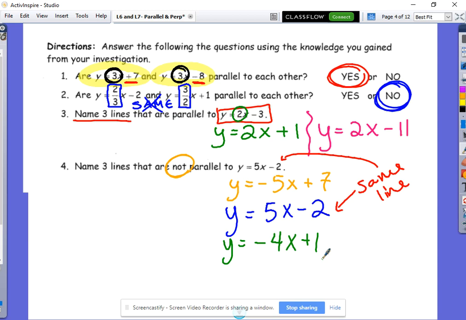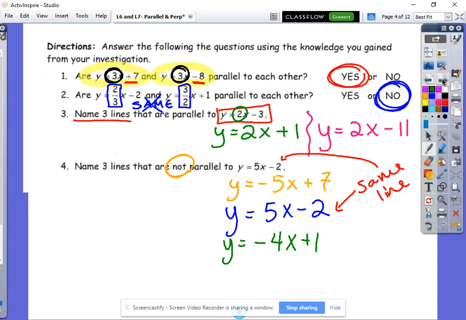So you've experimented now with how we find 2 lines that are parallel or find two lines that are not parallel, looking for the same slope and different y-intercepts. The last component of what we're trying to learn is to now actually create equations.